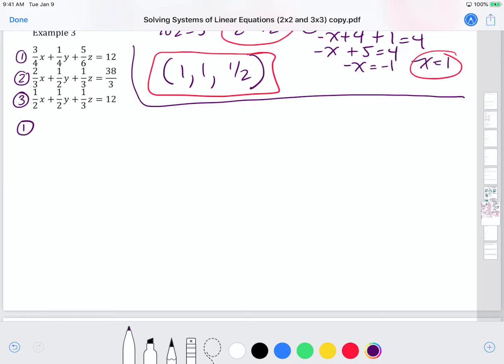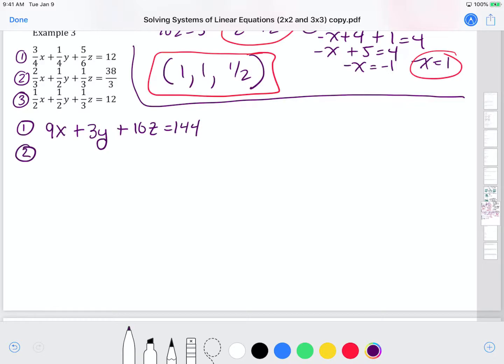So I'm going to get a new equation 1 when I multiply through by 12. So I have 12 times 3/4 x would give me a 9x plus 1/4 times 12 would give me a 3y plus 5/6 times 12 would give me 10z. And when I take 12 times 12, that gives me 144.